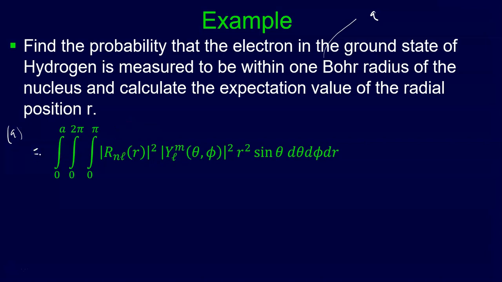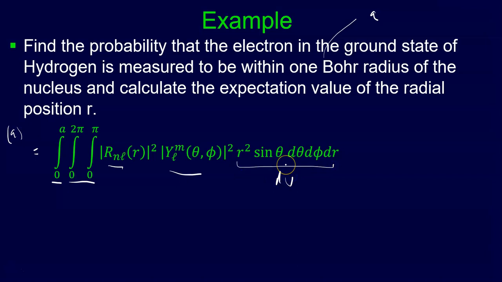So we're trying to find the probability that the electron is going to be measured within 1 Bohr radius. If you look at our triple integral, for the angular integrals I just did the full integral, and for the radial part I'm only integrating from 0 to a. That's over the square of our wave functions, both the radial and the angular part, and then this is our dV.